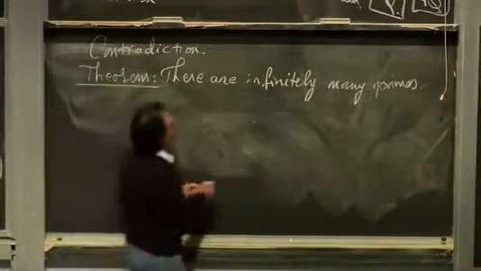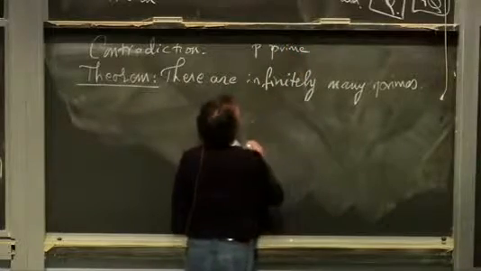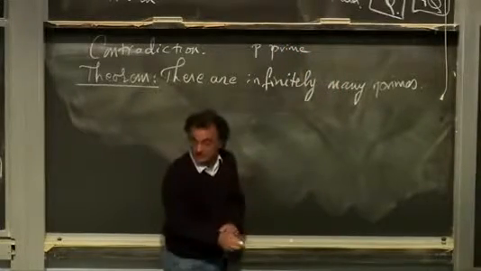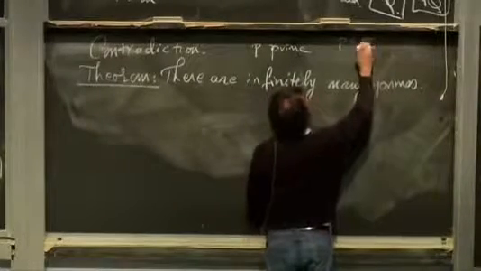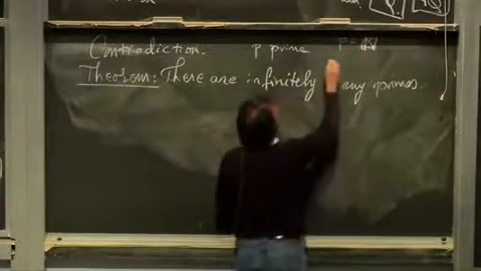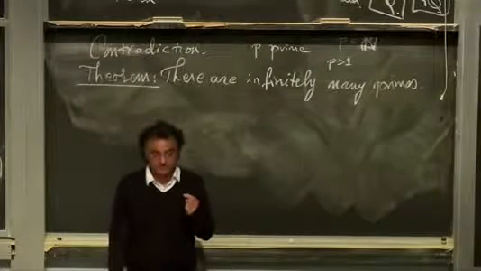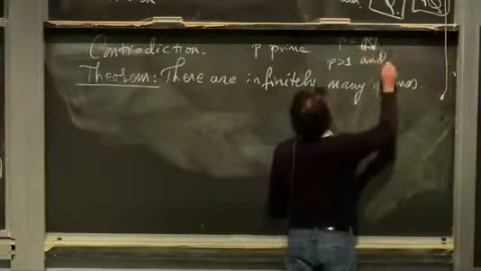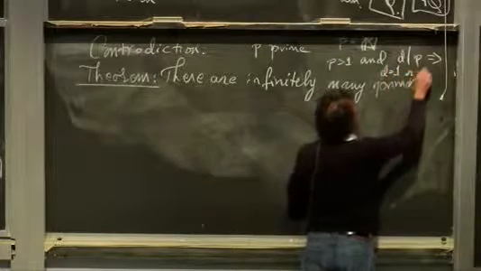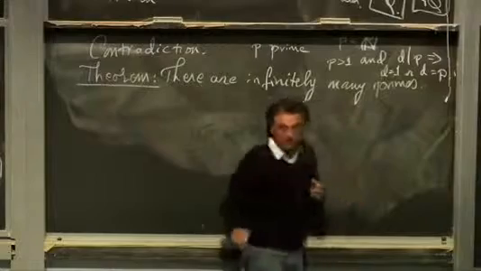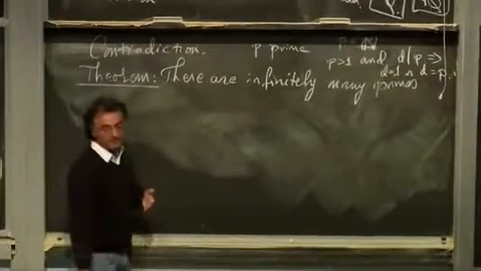Remember what a prime is? It's a natural number p greater than 1 that has no divisors except 1 and itself. It's prime if it's divisible only by itself and 1. So 2, 3, 5, etc. Okay, so there are infinitely many primes.